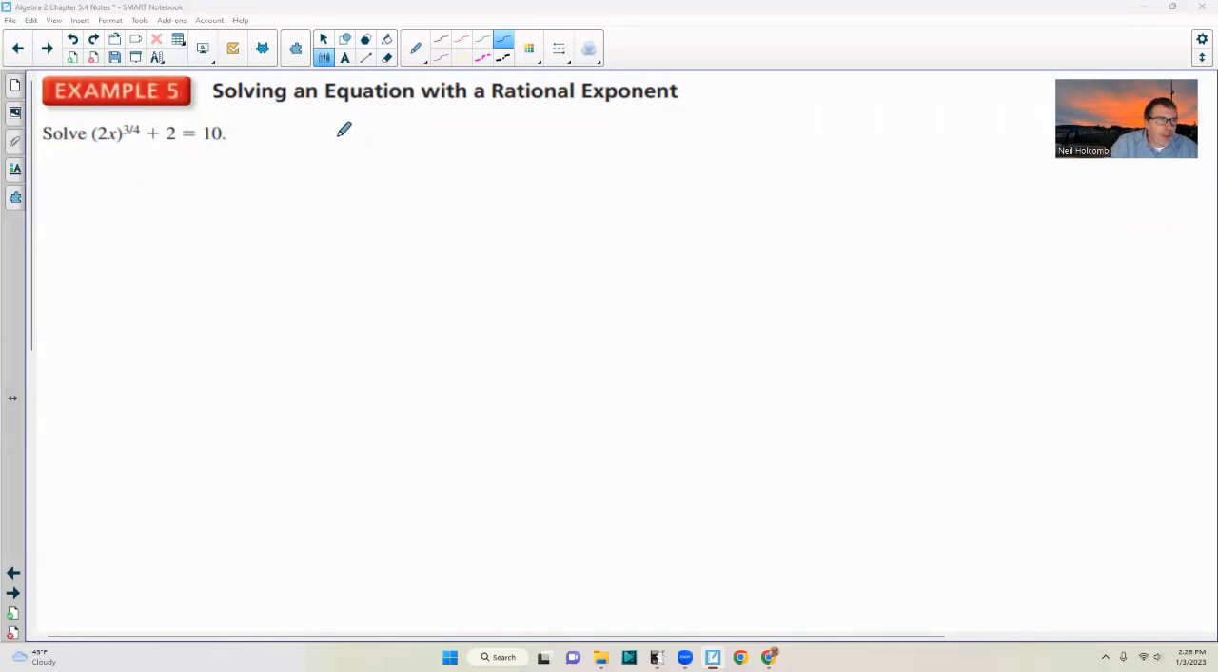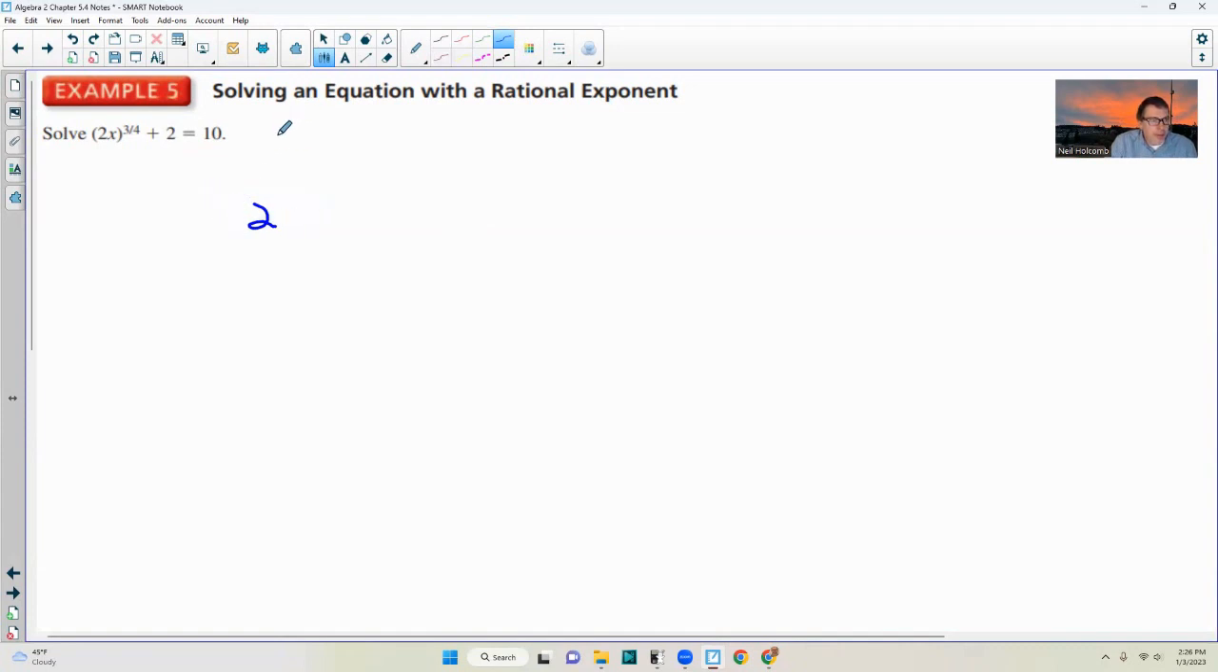Okay, example 5 puts a little twist on it, but it's really simple. Compared to using radicals, it's pretty much the same concept. So it says solving an equation with rational exponents. So remember this, to the 3/4. Let me try that again. 2x to the 3/4 means we're taking 2x, putting a radical over it. The bottom number is your index, your top number is your power. This is equivalent to that. Okay, I could solve it this way, but it's easier just to leave it a rational number.